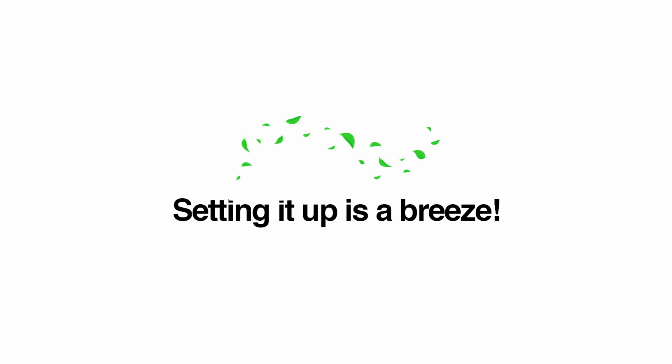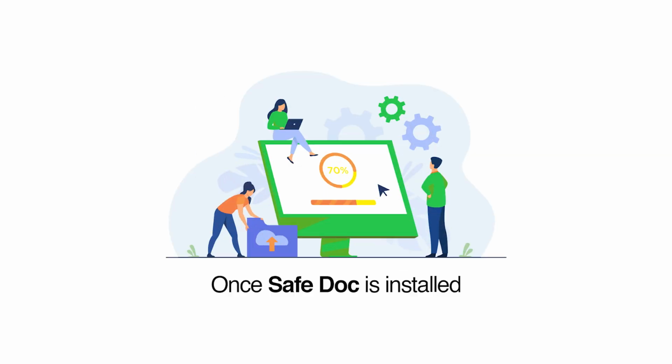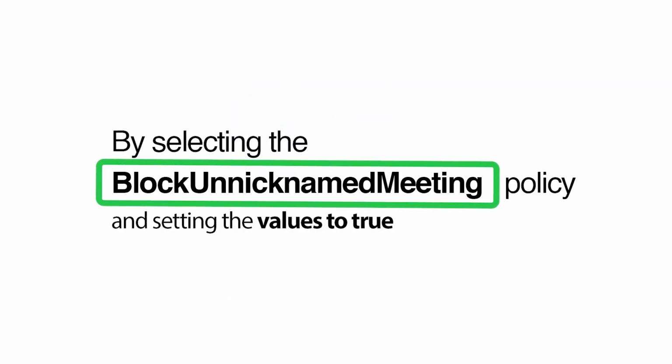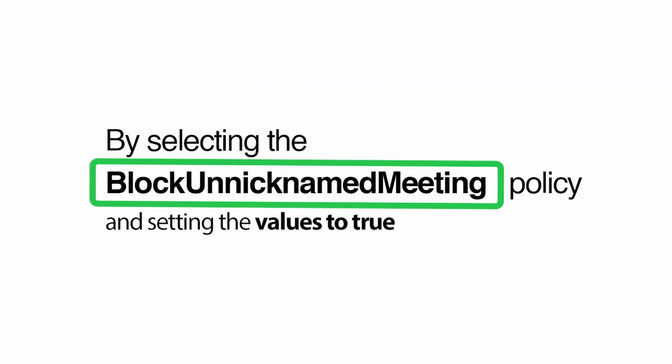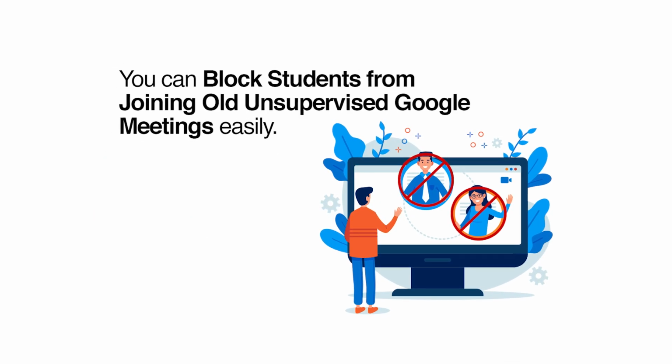Setting it up is a breeze. Go to the Chrome Web Store page, search for SafeDoc, then click Add to Chrome to add this extension. Once it is installed, by selecting the Block Unnicknamed Meeting option and setting the value to True, you can block students from joining old unsupervised Google Meetings easily.